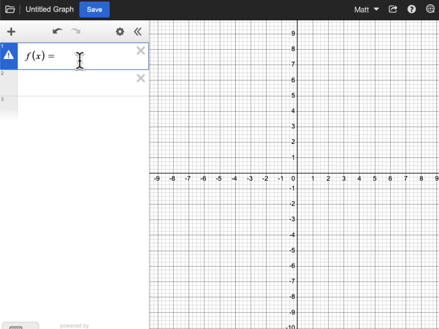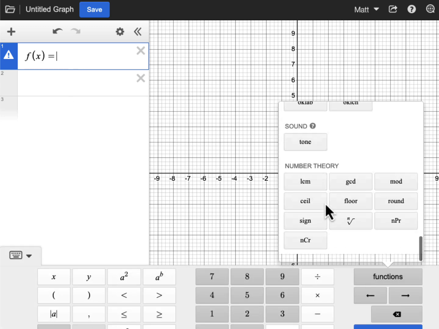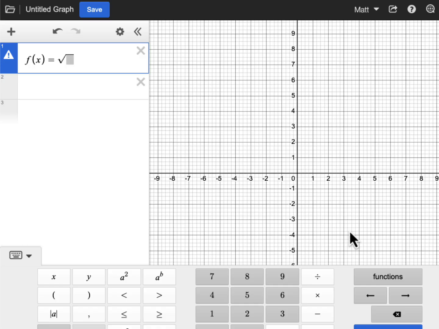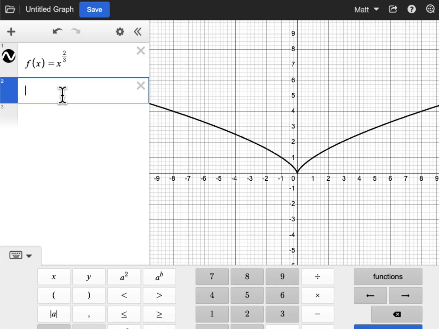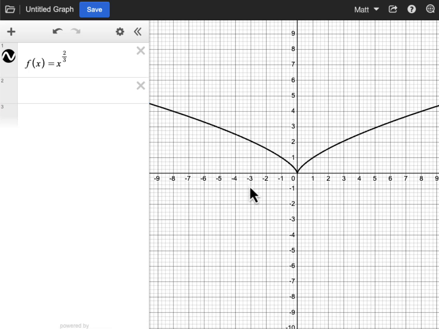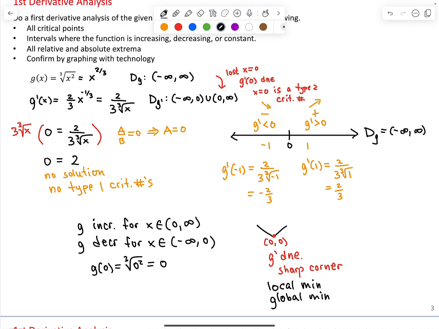Now in Desmos, to confirm, to do a cube root, you can look under functions, scroll to the bottom, and type this expression, make it a cube root, and then inside type in x squared, or you can type in x to the 2/3. This confirms what we suspected, a function that decreases to a point (0, 0), at which point there is a sharp corner. This is why the derivative failed to exist, and then the function increases forever after. Okay, let's go to the next page.